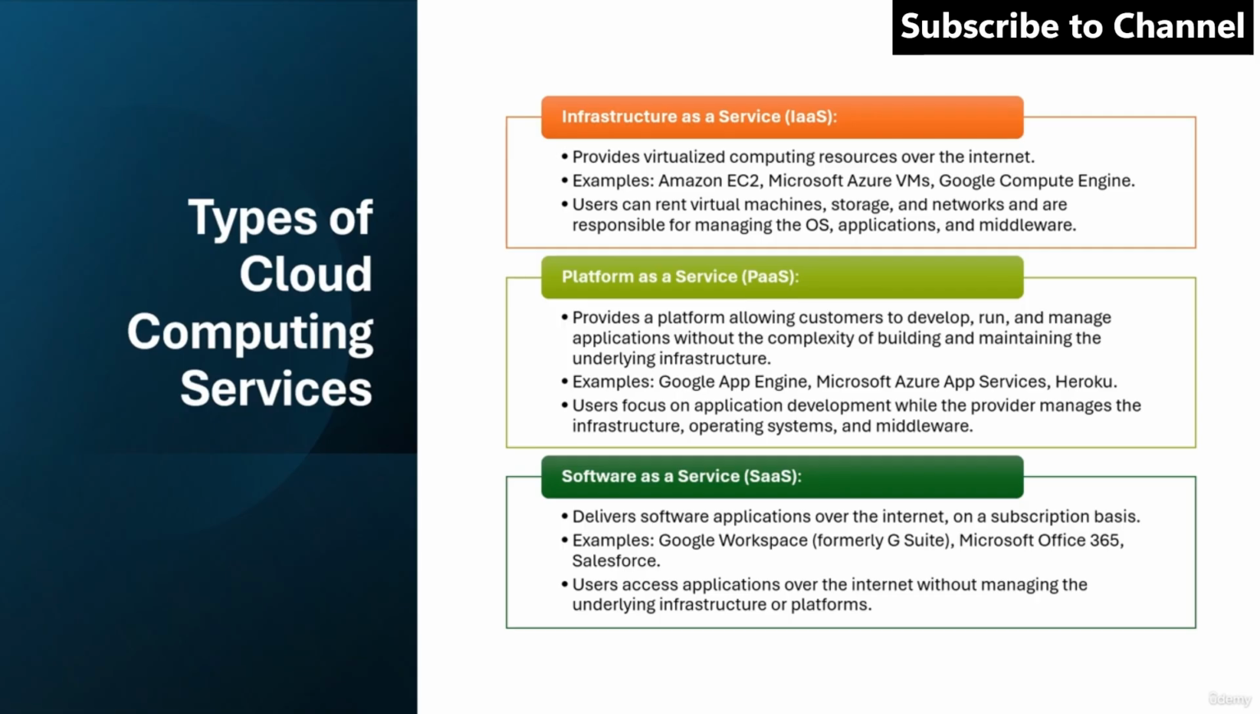Then software as a service delivers software applications over the internet on a subscription basis. Examples are Google Workspace, formerly G Suite, Microsoft Office 365, and Salesforce. So users access applications over the internet without managing the underlying infrastructure. Basically, you access the software directly and remotely, and you don't worry about anything. You just pay a subscription and use the software on a remote computer. So these are the main three cloud computing services: infrastructure as a service, platform as a service, and software as a service.